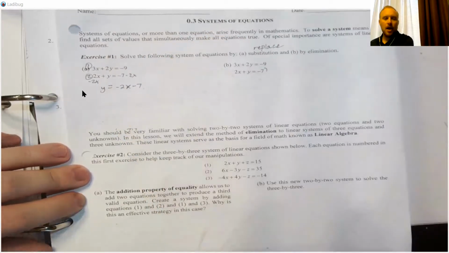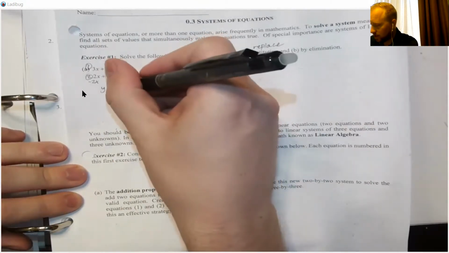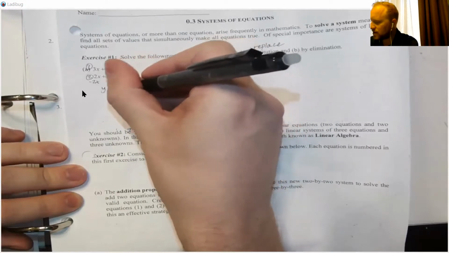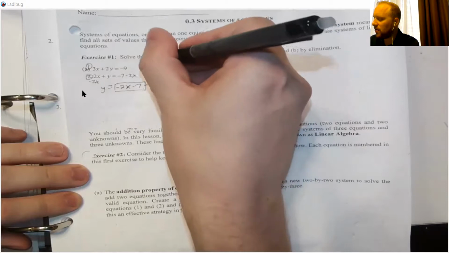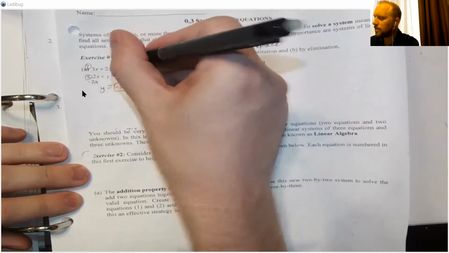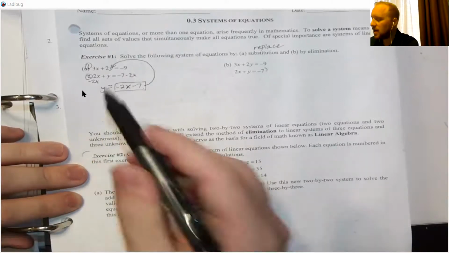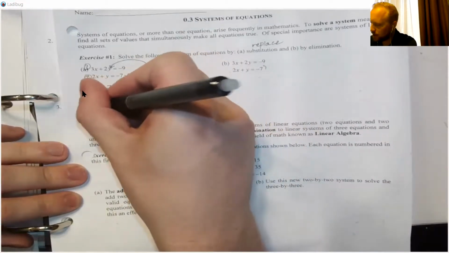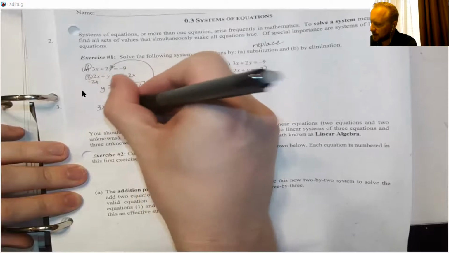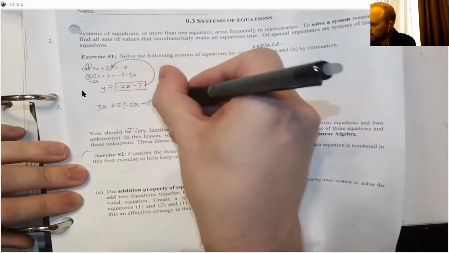Now I'm going to take what y is in that second equation, y is negative 2x minus 7, and I'm going to substitute it into the other equation for y, because we know that y is negative 2x minus 7. So I'm going to replace the y in the first equation. Then we have 3x plus 2 times negative 2x minus 7 is equal to negative 9.